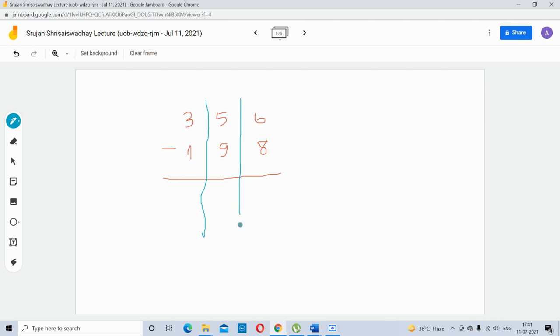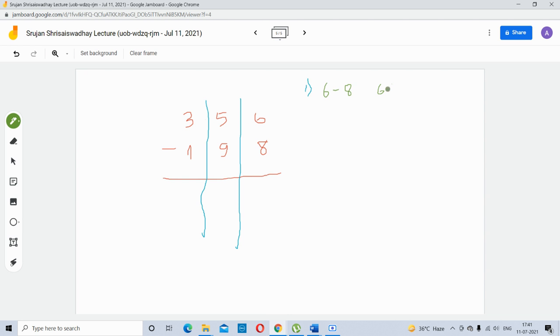So I'm going to put a line over here. So digit, I'm going to separate it. Now I'll start with the first digit. So let me change the color. With green I'll go. So 6 minus 8.